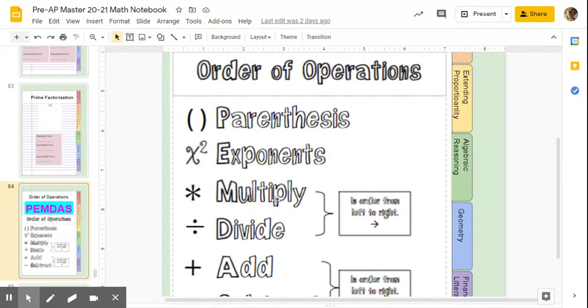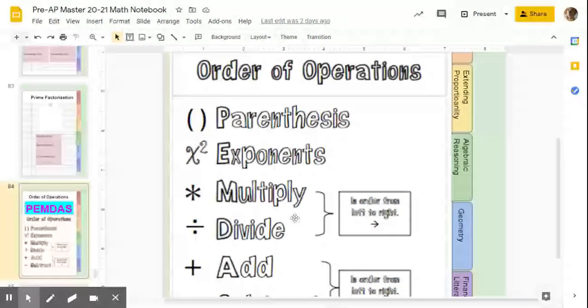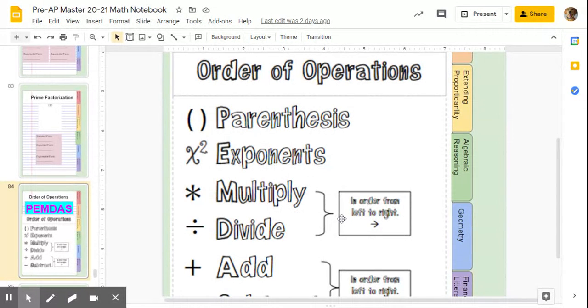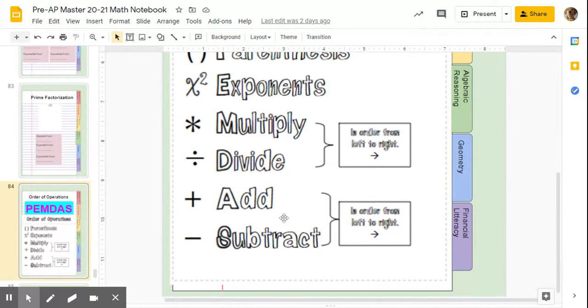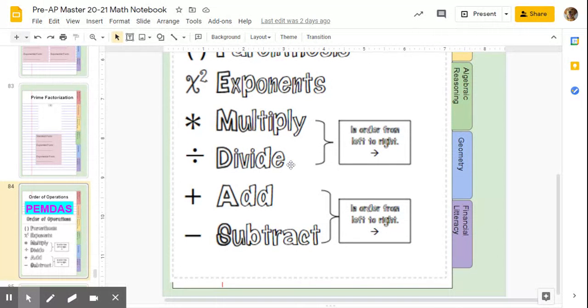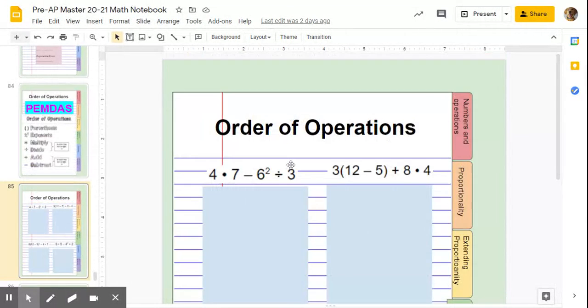The next thing we're going to do is multiply and divide. So multiply and divide go together, and you go in order from left to right. Just like you read on a piece of paper, you read left to right. That's the order you're going to multiply in. And same thing with adding and subtracting. So adding and subtracting also go together, and you go in order from left to right. So you don't do adding first, then subtracting. Okay, you do whatever order it comes in from left to right. So we're going to go ahead and look at some of these problems on the next slide here.